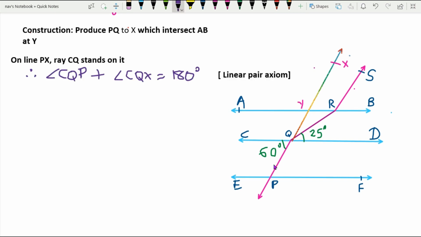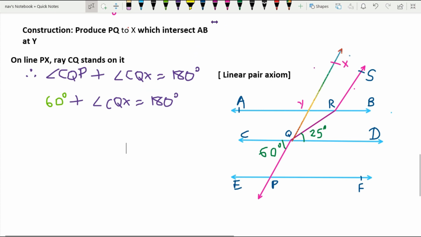Now look at this line PX, this bigger line PX. On this line PX, this ray CQ stands on it. So angle CQP, this angle, and angle CQX, this angle, both angles will sum up to 180 degrees. What's the reason? It is linear pair axiom. So I have to write that on line PX, ray CQ stands on it. So angle CQP plus angle CQX equals 180 degrees.